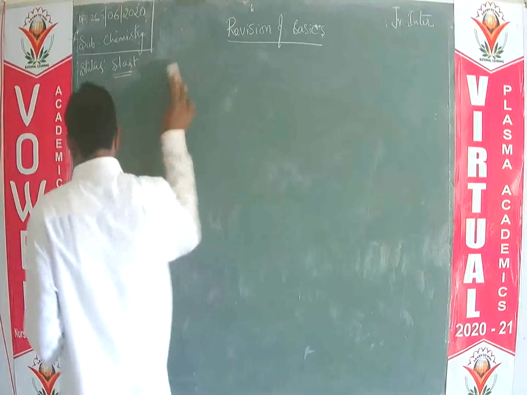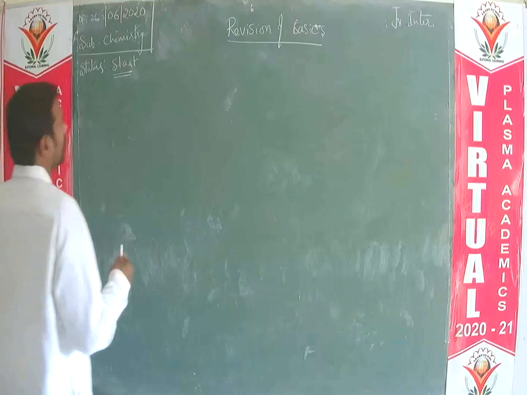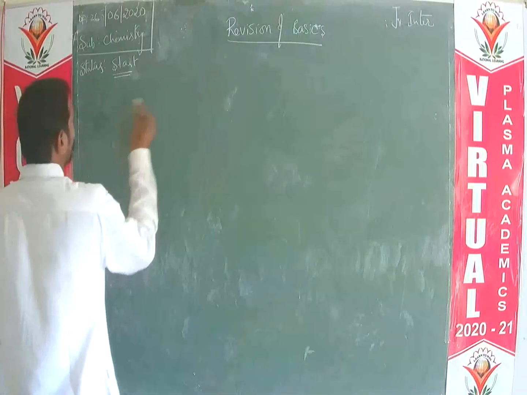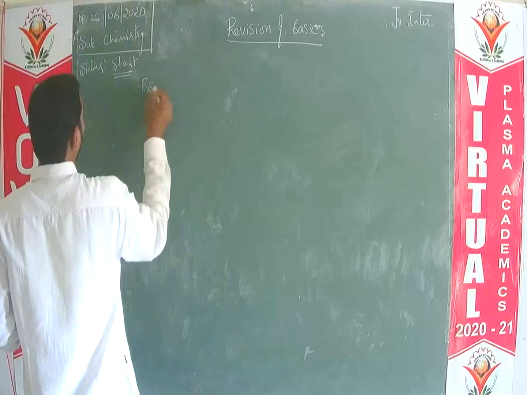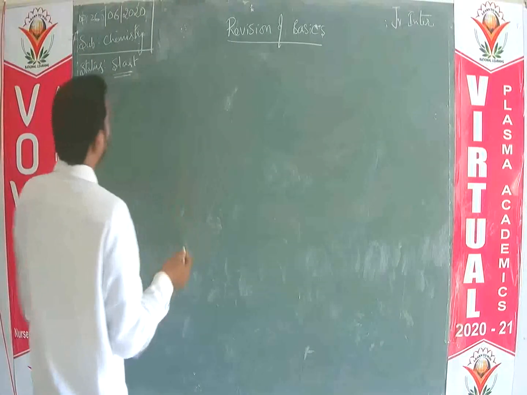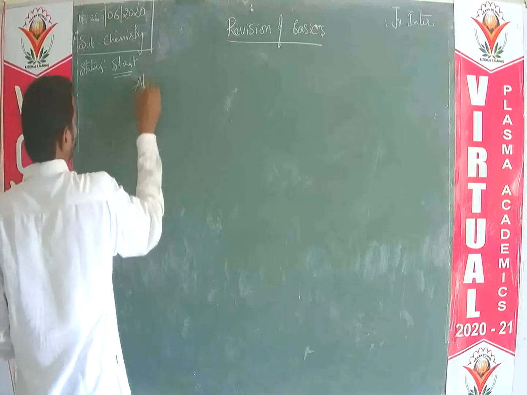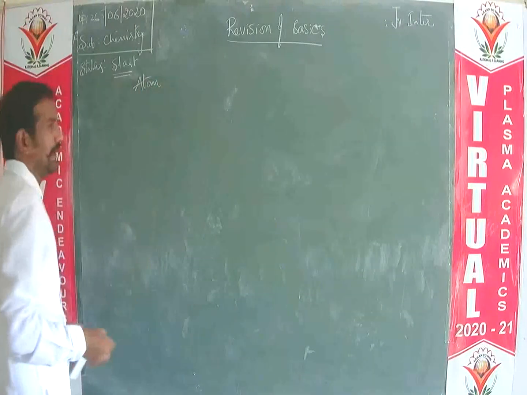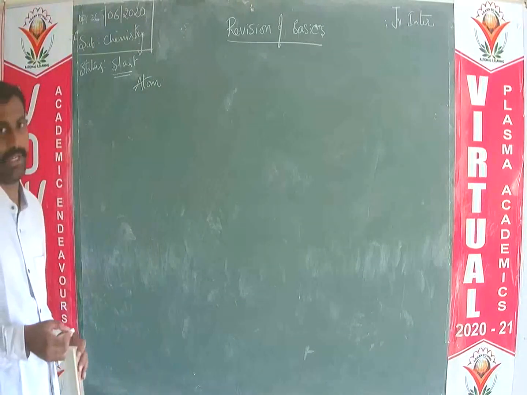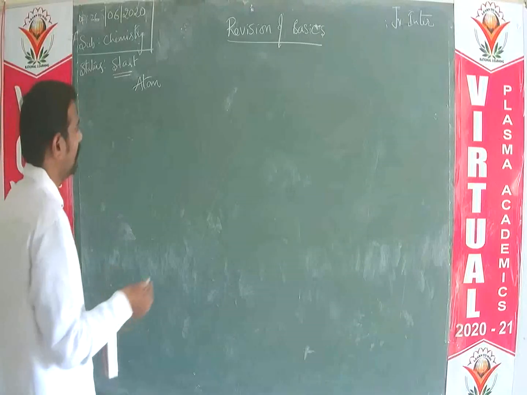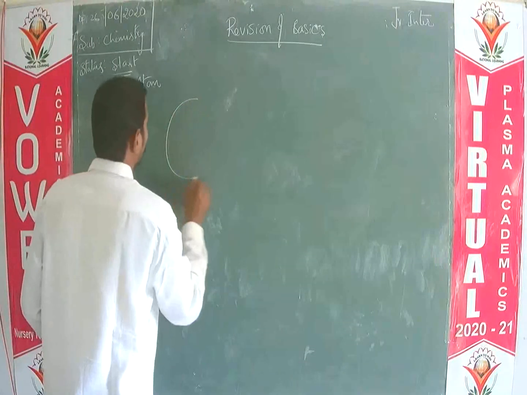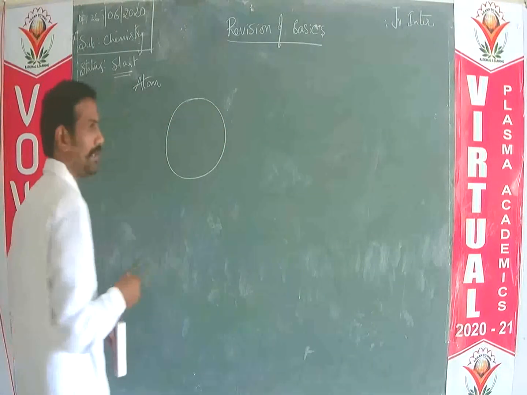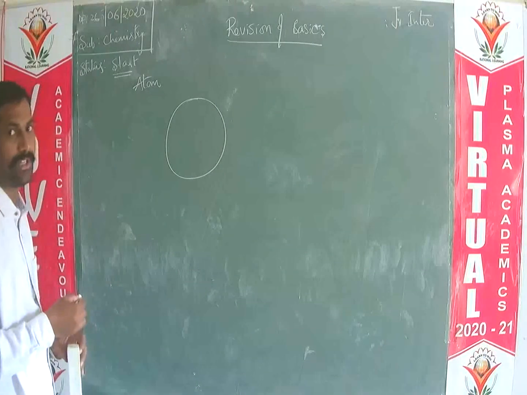Next one, atom. Generally, an atom is considered to be spherical in nature. So here I am taking the shape of the atom as a sphere. You assume this one as a sphere, not a circle.